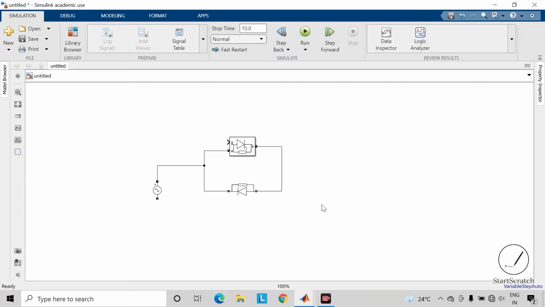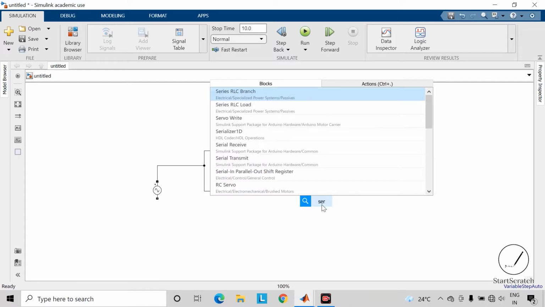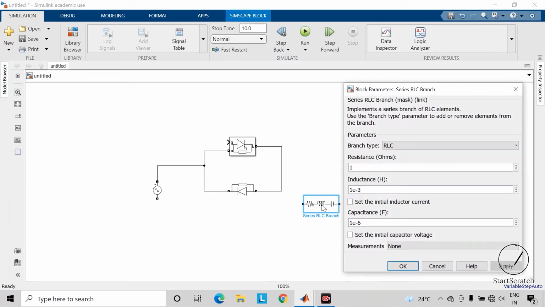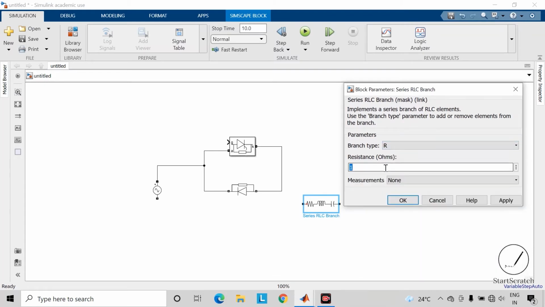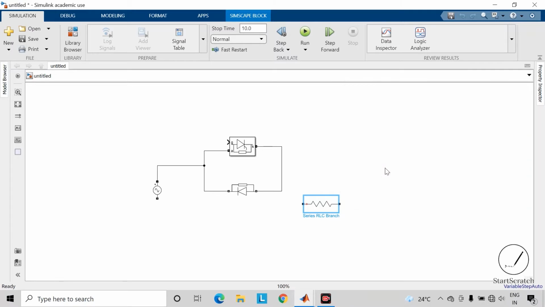Connect both these components in anti-parallel manner. Now take series RLC branch. We will consider resistive type of load with resistance of 100 ohms. Connect this load.